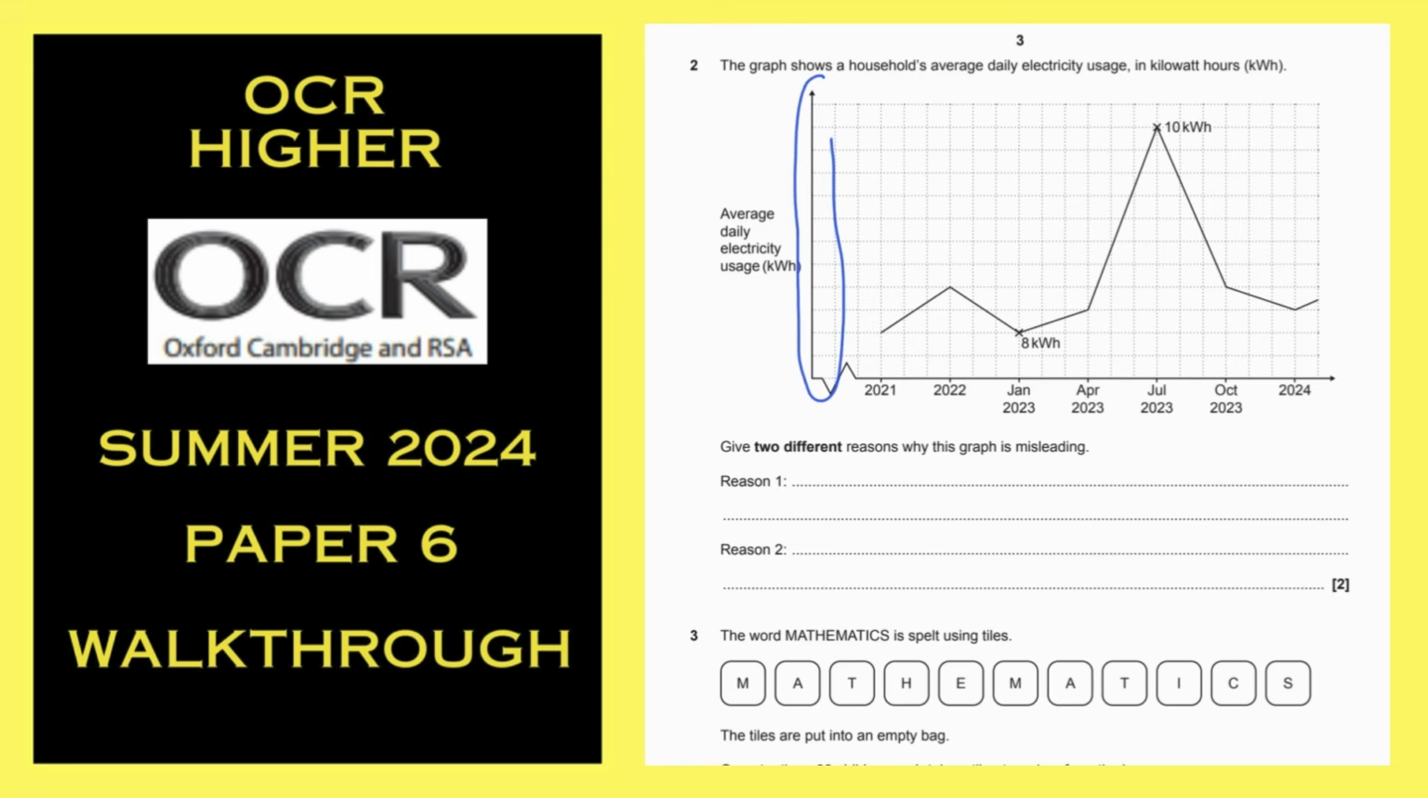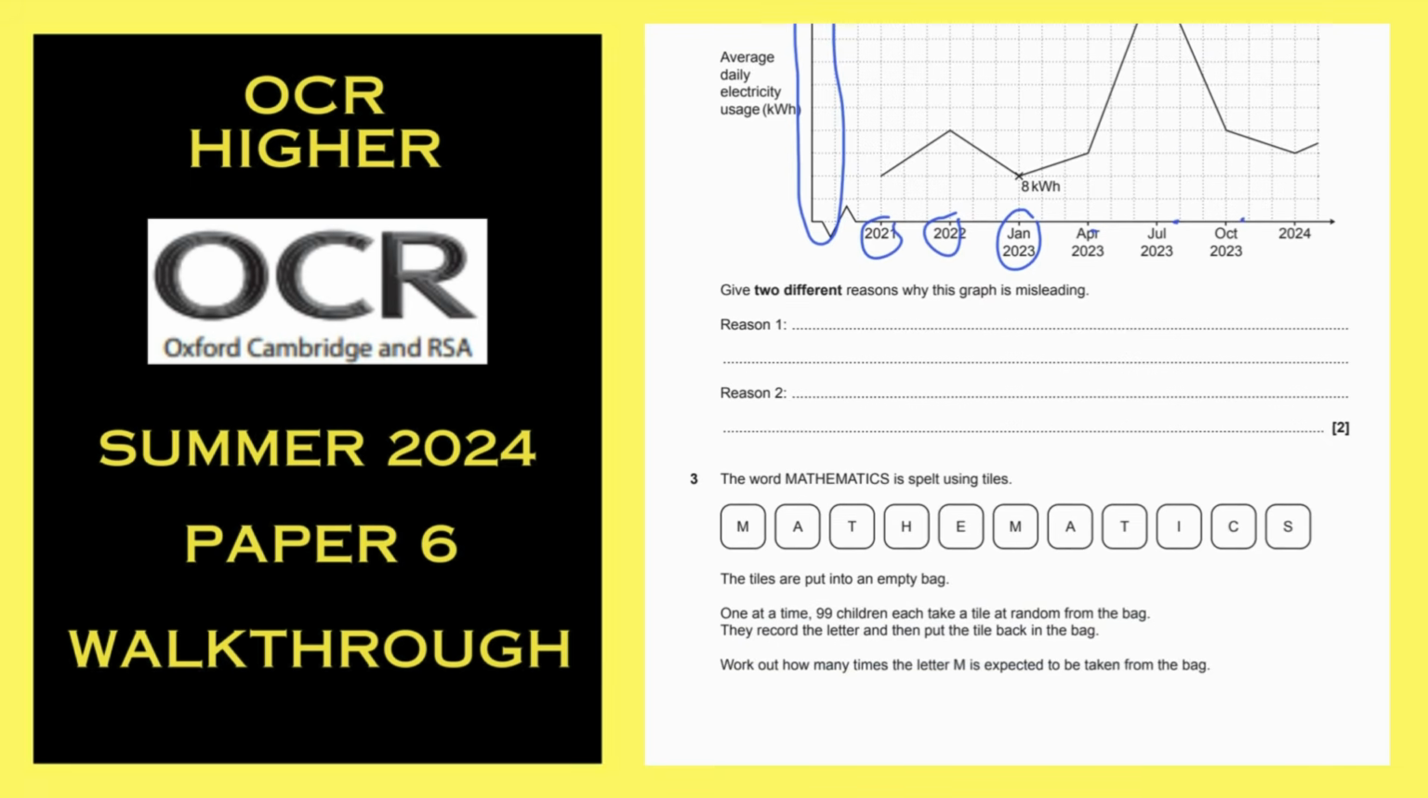Anyway, give 2 reasons why this graph is misleading. There are no labels on the y-axis, and that's a year, that's a year, that's quarters of years. The x-axis has uneven spacing, or all words to that effect, for reason 2.